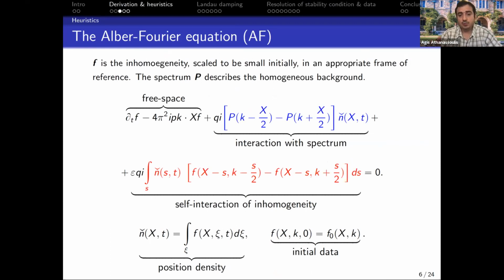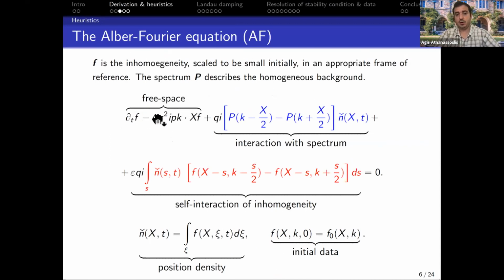And I want now to take a very quick look and see what are the main actors here, what is going on here. So you have this first part, which is free space. So if everything else was zero, what this is trying to express is that inhomogeneity is traveling with its group velocity.